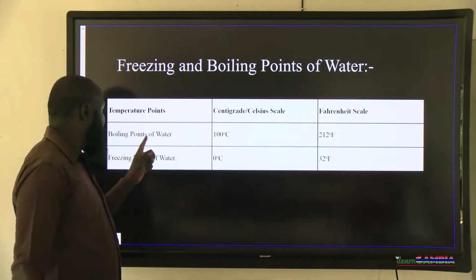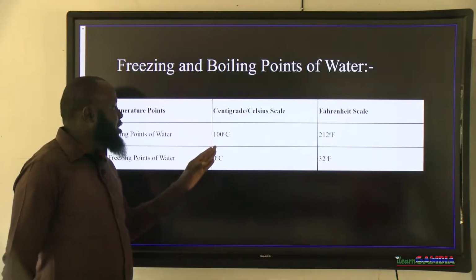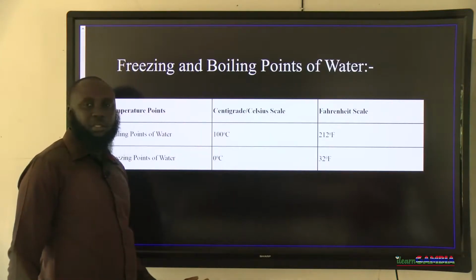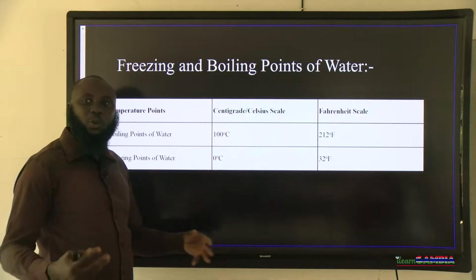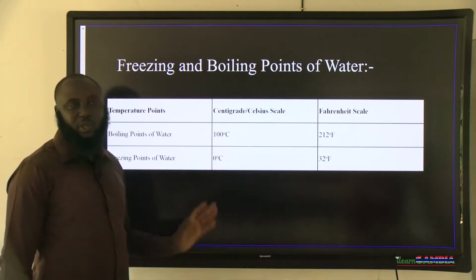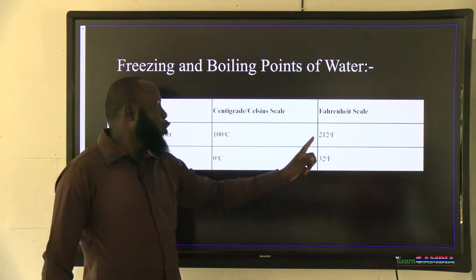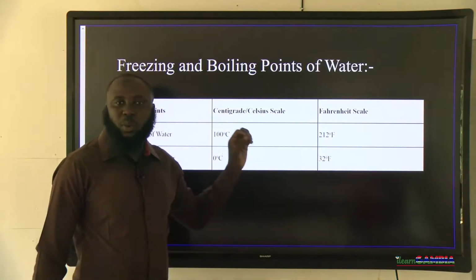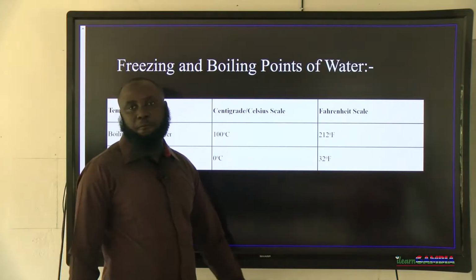Now, for the boiling point of water, water starts boiling when it reaches 100 degrees Celsius or centigrade. It means when the water reaches 100 degrees Celsius or centigrade, it will start boiling. Now, the same in Fahrenheit. When it reaches 212 degrees Fahrenheit, it will boil. Water will boil at 212 degrees Fahrenheit.